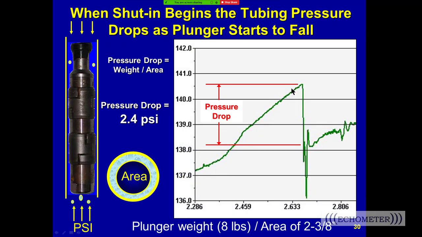And so this is the pressure we're talking about. So here is the plunger, and we divide it by the area. And in this case, for this particular plunger, that is about 2.4 PSI. And then here's that pressure drop when it falls out of the lubricator. That's a pressure drop of the plunger going by the pressure sensor in the well. It was above the pressure sensor, and then when it goes below, the pressure sensor sees this change in pressure of the plunger past the pressure sensor.